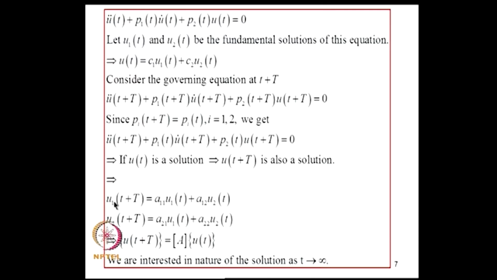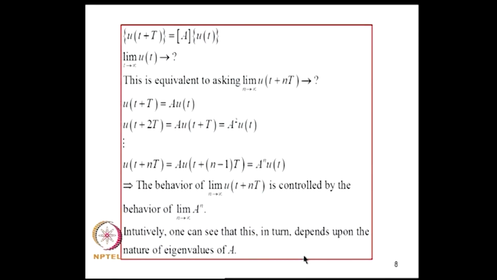So, this enables us to write u1 and u2, that is the two fundamental solutions at t plus T, as another solution in terms of u1 and u2. So, I get u1 of t plus T as this and u2 of t plus T as this, and in matrix form I get this equation. So, we are interested in the nature of this solution as t tends to infinity. This we briefly touched upon towards the end of the previous lecture. So, we will formulate this problem in greater detail as we go along.